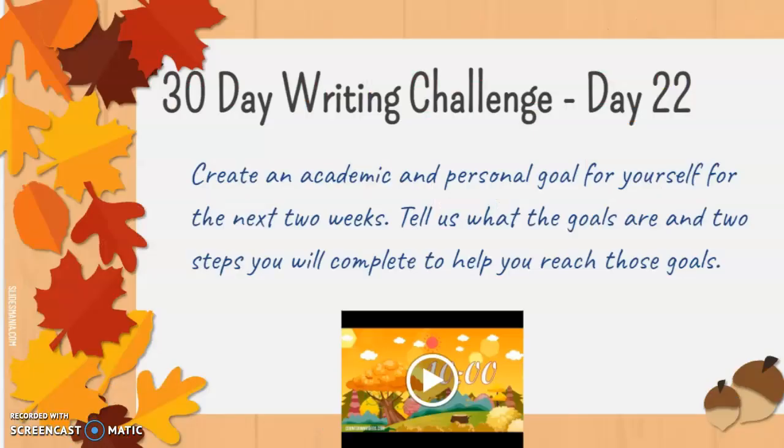Okay, today you are working on your 30-day writing challenge, day 22. You're going to create an academic and personal goal for yourself for the next 2 weeks. We touched up on our last academic goal that our 30-day writing challenge had us do. This time we are creating a new one and kind of reflecting on our old one. You're going to tell us what the goals are and 2 steps that you will complete to reach those goals.